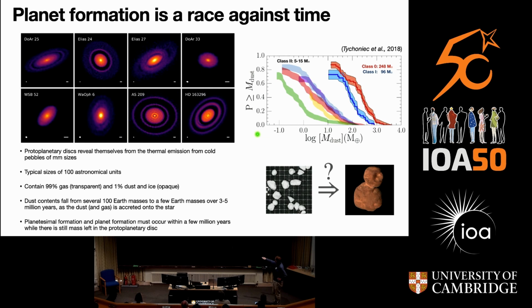Here's a cumulative plot from Tychonoff 2018. It's the log of the dust mass in Earth masses: 0, 1 Earth mass, 10 Earth masses, 100 Earth masses, 1,000 Earth masses. And you can see how young stars basically are surrounded by disks that are a few hundred, maybe up to 1,000 Earth masses of solids, mainly millimeter-sized pebbles. And then with time, this falls very quickly, over 3 to 4 million years maybe. This falls to a few Earth masses only.